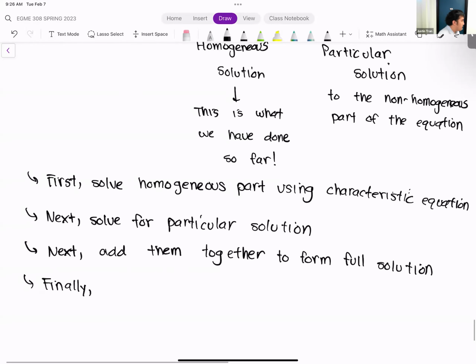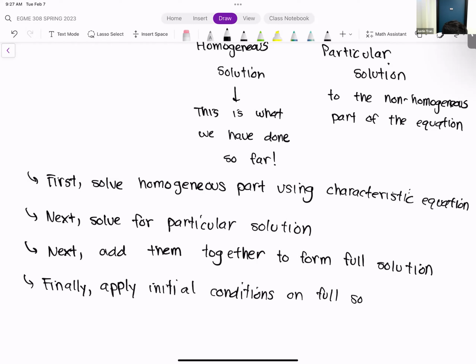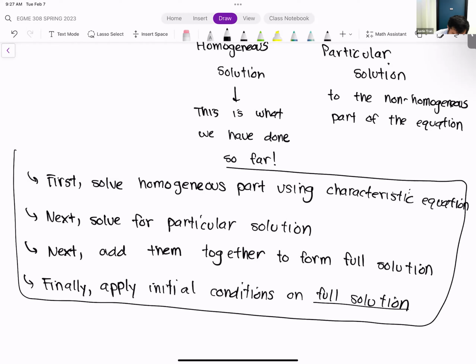And then finally, the last thing that you do, if you're given these, is to apply the initial conditions on the full solution. Okay. That's kind of your game plan for attacking these kinds of problems. So the last step is key.